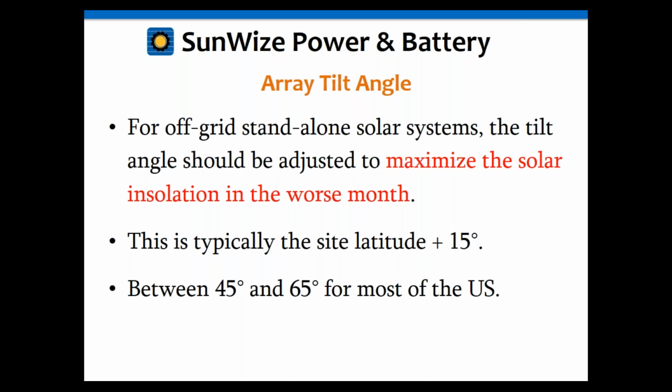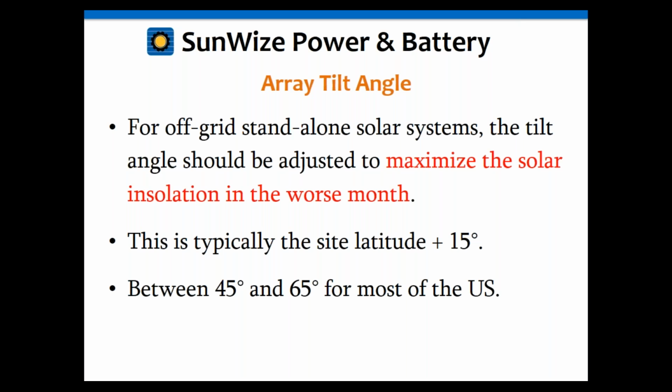Okay, so that's orientation. Tilt angle. Tilt angle is also pretty important, same as facing south. The tilt angle is set to maximize the insolation in the worst month, so generally it's going to be for winter. Generally, you're going to put the array at an angle to maximize the output of the solar array in the wintertime.